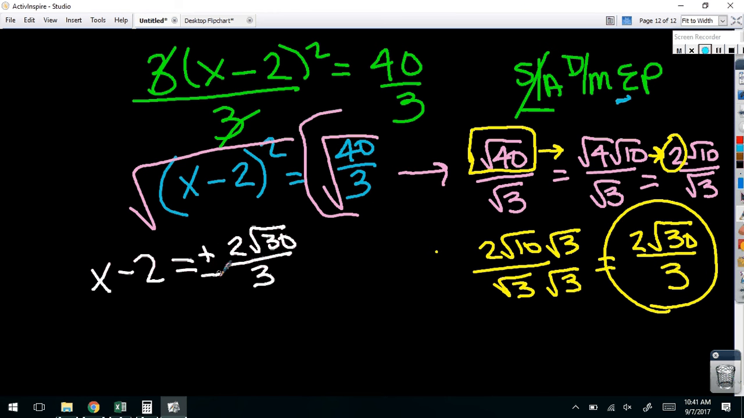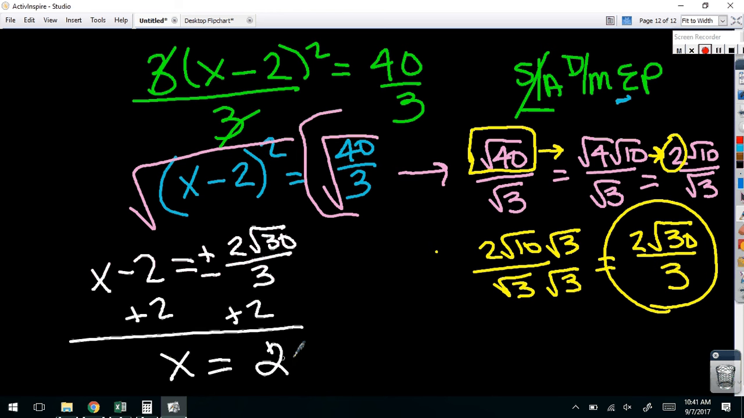Add 2. You're absolutely right. Here's the nice thing about it. When this is not a whole number and it's a big yucky fraction like that, when I add 2, you can just say x equals, I'm going to put the 2 in front, 2 plus or minus, and write that fraction. You don't have to actually do it. You can leave it like that.